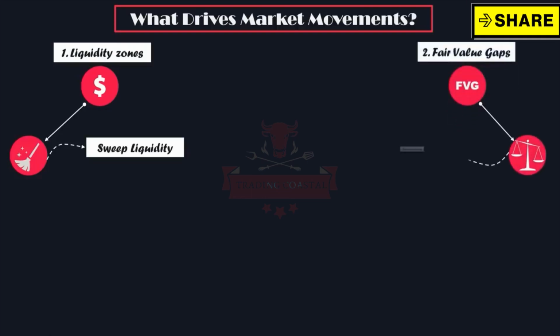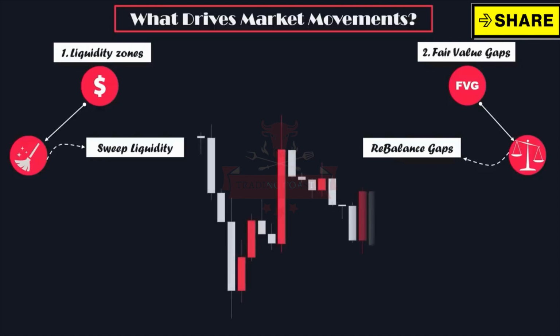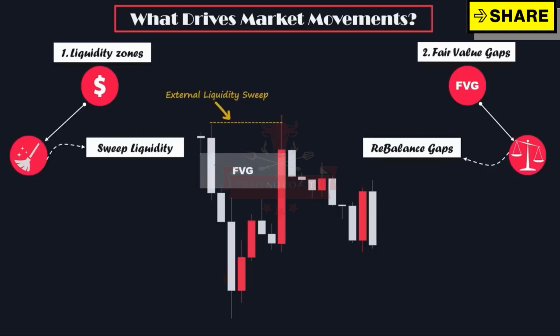The second factor revolves around fair value gaps. The market consistently shows a tendency to fill and rebalance the gaps present within it. If you look at this example, you can notice that the price sharply dropped with inefficiency, leaving a fair value gap behind. Subsequently, the price moved back up and filled the fair value gap.